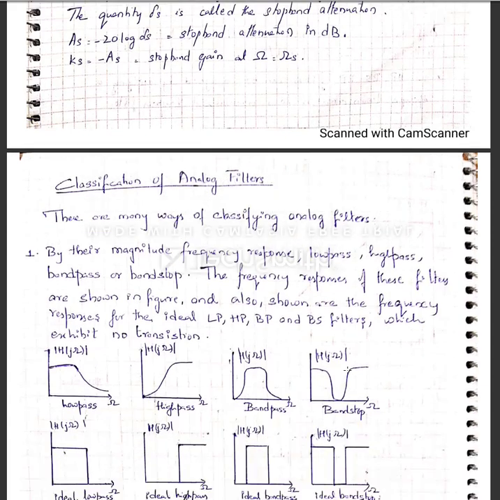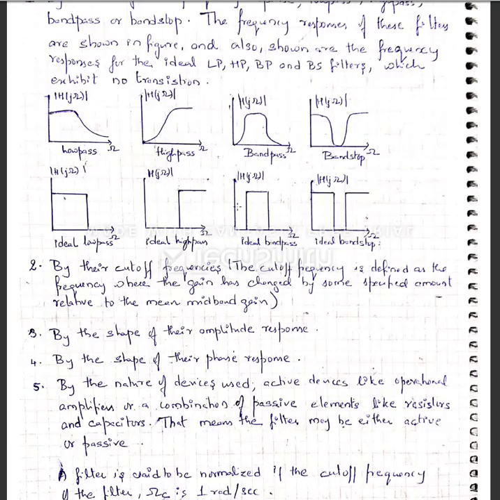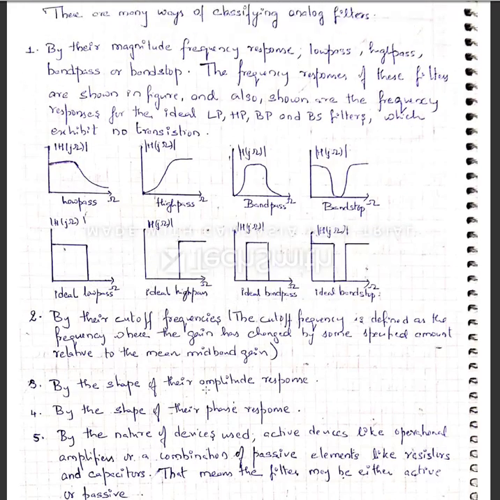Clear? So you have several ways of classifying your analog filters, depending upon their magnitude frequency response, their cutoff frequency, the shape of the amplitude response, phase response, or the nature of devices that you're using it on. We basically concentrate more on the magnitude frequency response. If you have to categorize with respect to the magnitude frequency response, we do that as low pass, high pass, band pass, and band stop, that we have already seen. This is what we actually obtain, and this is what is ideal.